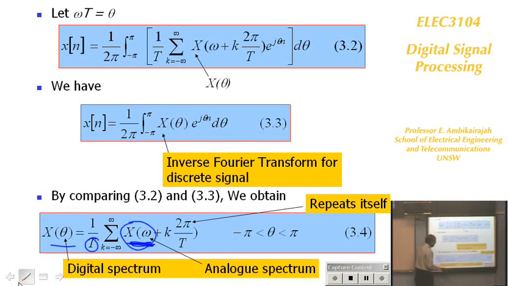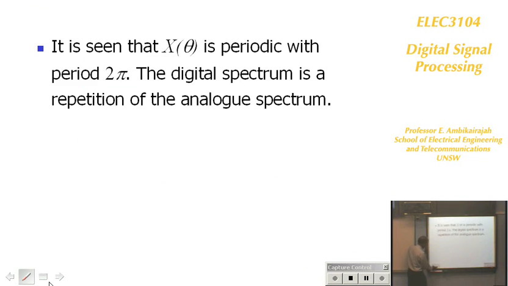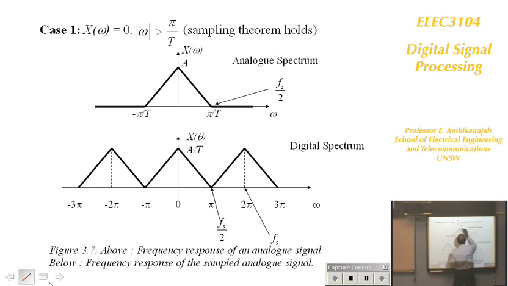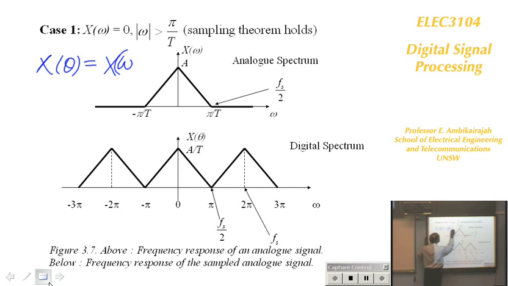So, at the moment, what are we trying to do? We are trying to say, if you have an analog spectrum, it will repeat in the digital domain. How does it repeat? Okay, if you look at this diagram, it tells you the repetition. You go into this diagram and look at the diagram here. So, according to our equation, x theta, what did we get? Equal to x omega plus 2 pi over T k. That's what we have, remember?